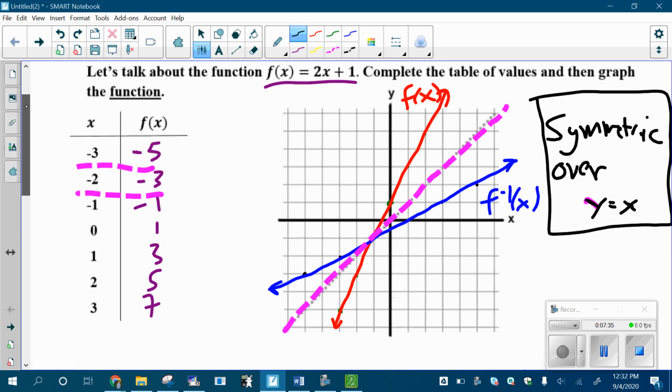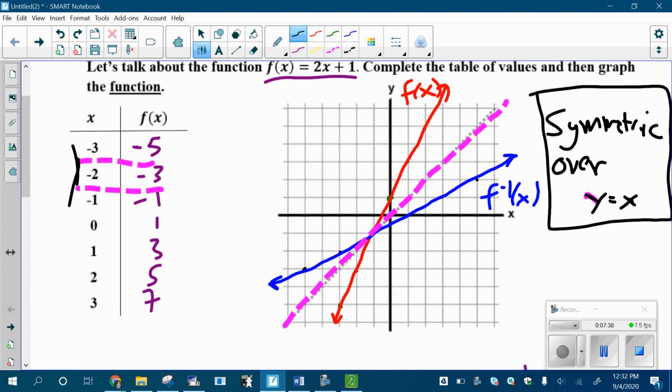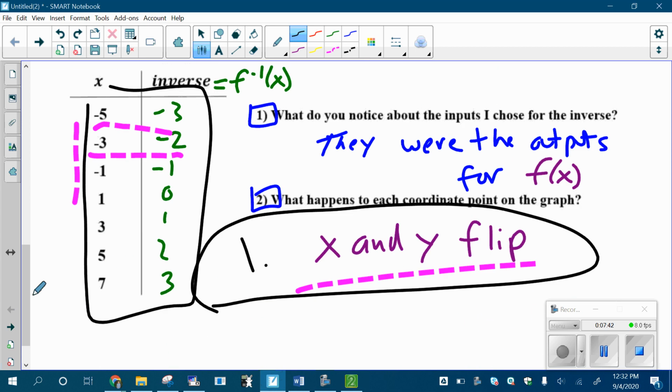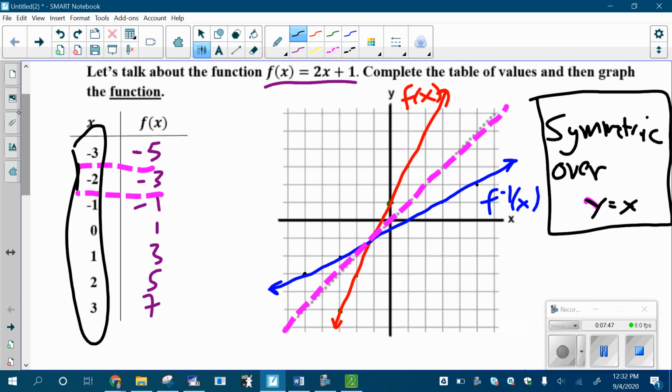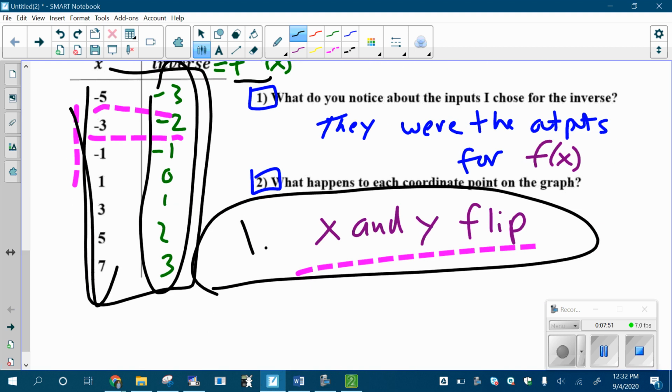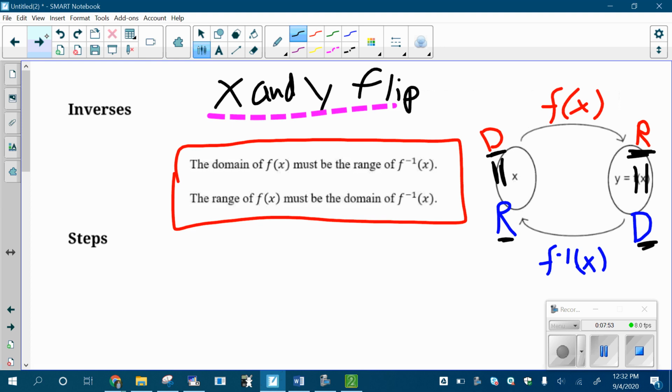If you go back to the table, that's exactly what's happening here. What were these in the original? Well, these were the domain of f of x, and those become the range of the inverse. The range of the original becomes the domain of the inverse. Everything's flip-flopping. X's and y's are flip-flopping. Okay? That's why they undo each other. It's good to think about it as a circle. You do something, then you undo it. You add 5, and then you subtract 5. You're back to where you started.